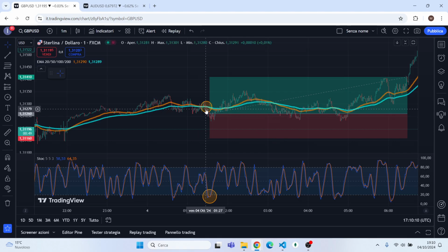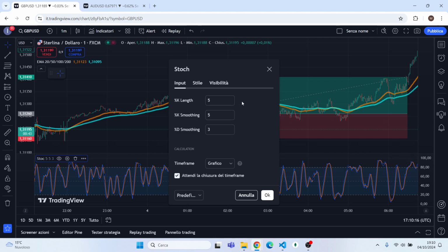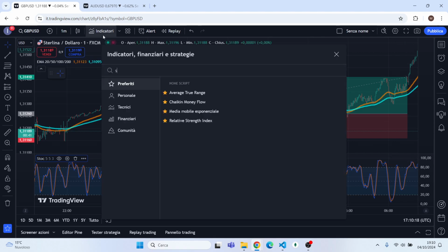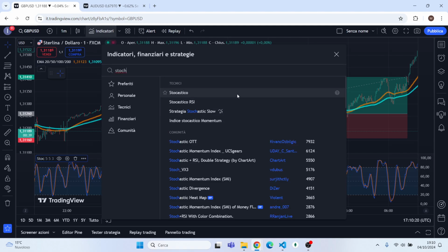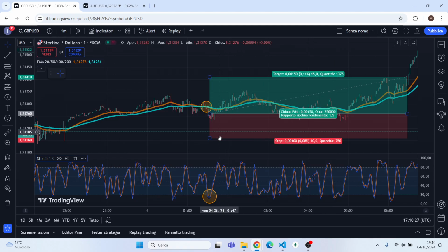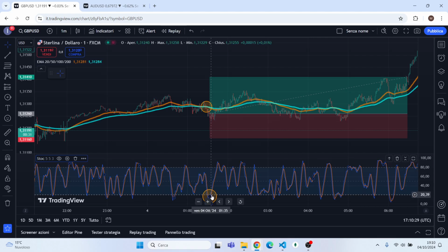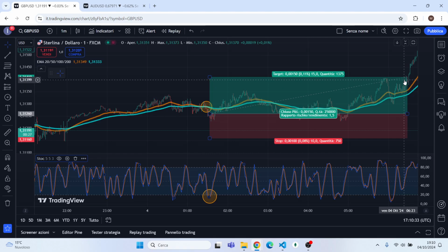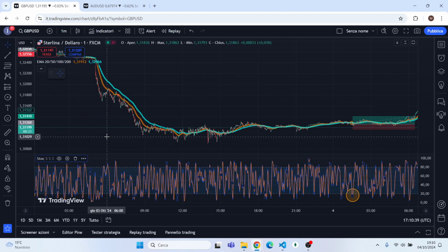And here it happens. And then you have to check the stochastic with these settings: 5, 5, 3. So you go here and type stock, the first one. For the EMA, you go here and type EMA. This one I used. You have to check that the stochastic goes above 20. In this case, it happens and it was a successful trade with a risk to reward ratio of 1.5 and a stop loss of 10 pips.